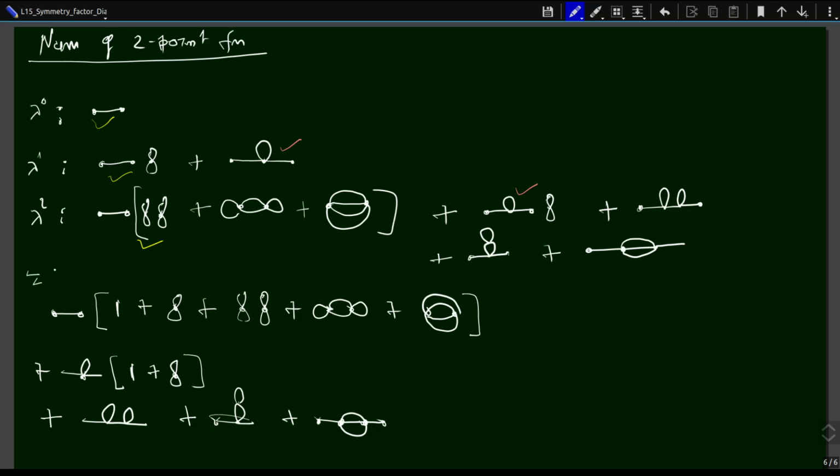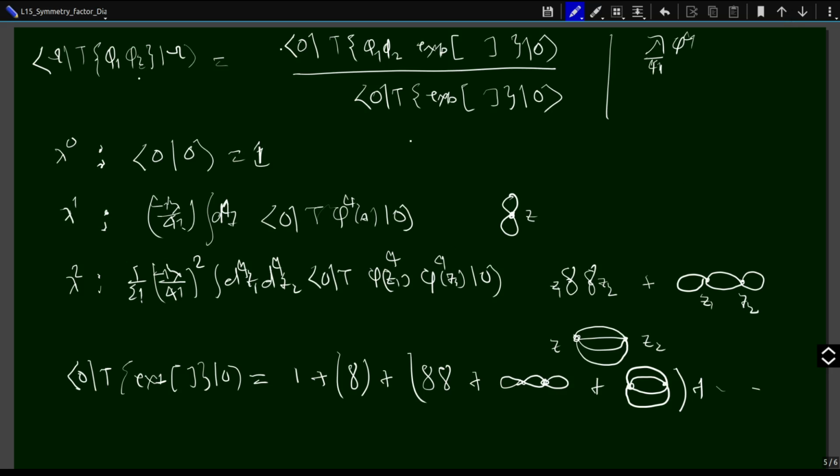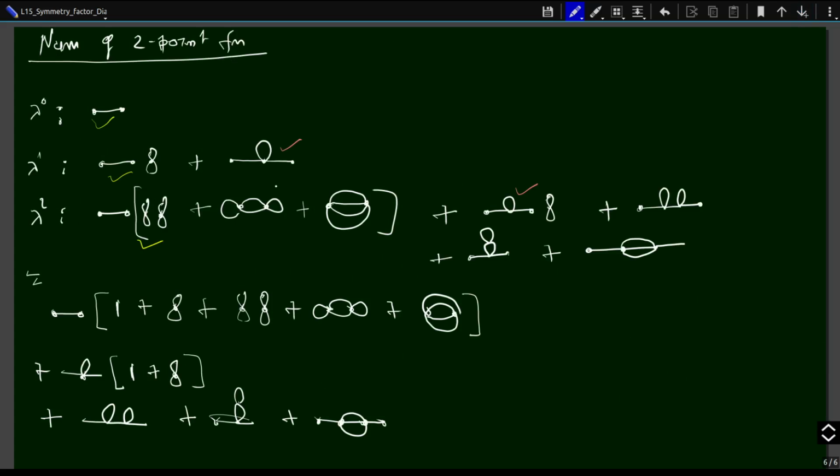Okay, now I ask this question: if I have to give an expression for this 2-point function over there up to order lambda square. Okay, so what I do, I have a denominator expanded all the way till lambda square, and the numerator also written all the way till lambda square. Okay, so when I do numerator by denominator, what do I get? So the first term is just this.